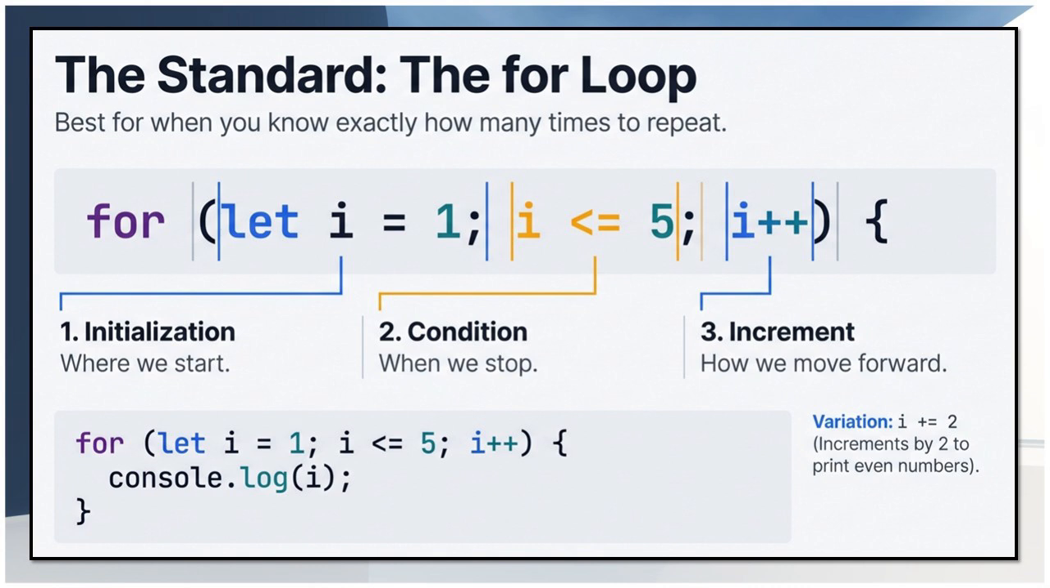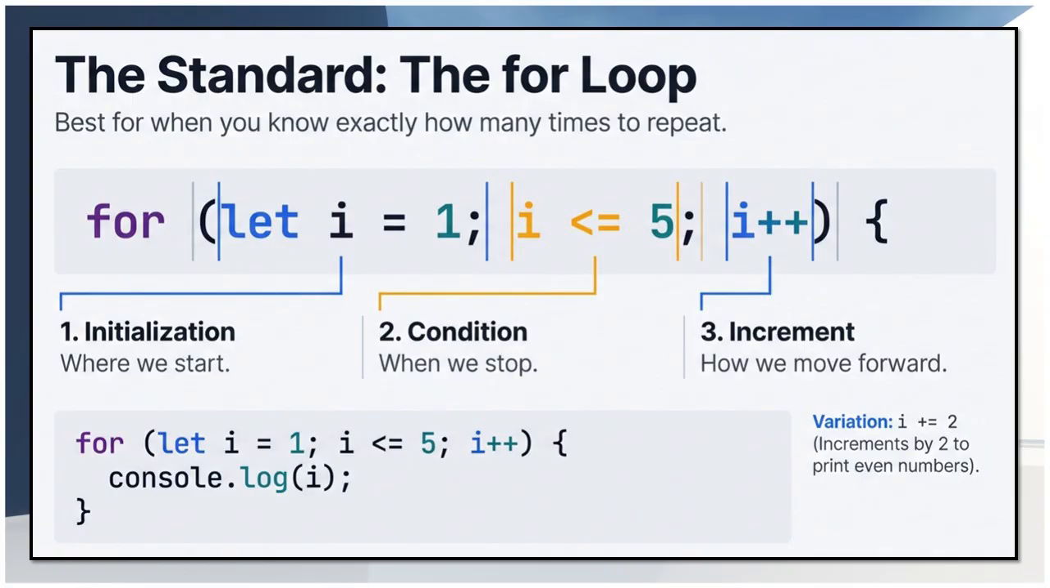Okay, this line might look a little crazy, but it's actually pretty simple when you break it down. It has 3 parts. First, let i = 1 sets up a counter for us. Second, i <= 5 is the rule. The loop will keep running as long as our counter is less than or equal to 5. And third, i++ just adds 1 to our counter after every single pass. The result? It prints 1, then 2, then 3, 4, and 5.